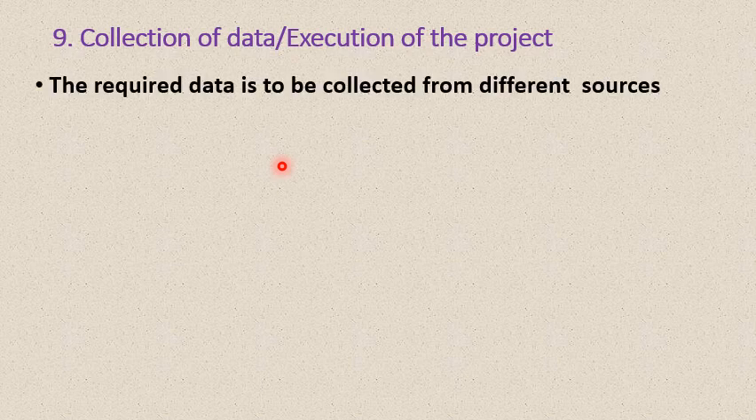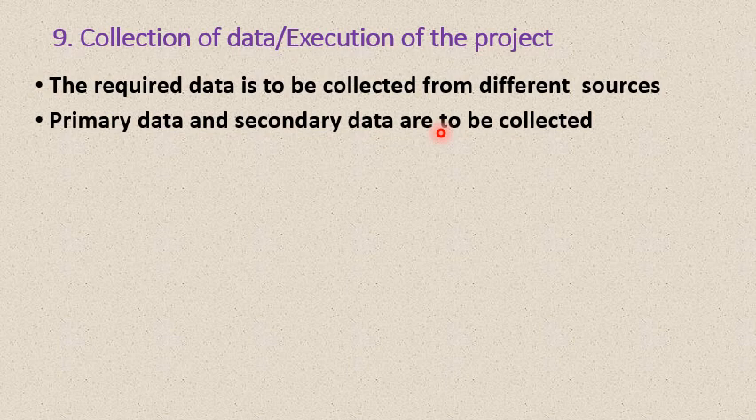Then ninth one, collection of data and execution of the project. It is one of the most important steps in the research process. The required data is to be collected from different sources. Primary data and secondary data are to be collected.